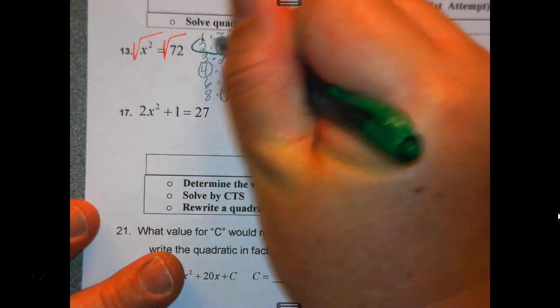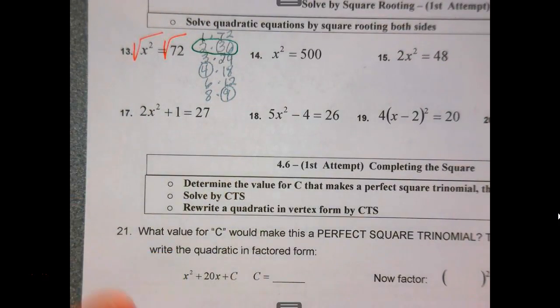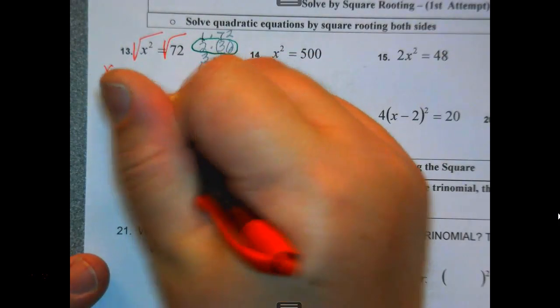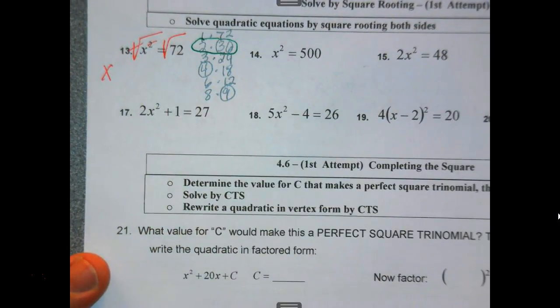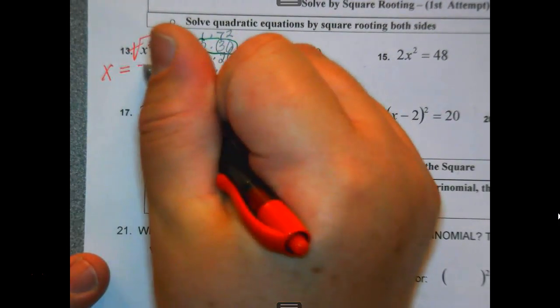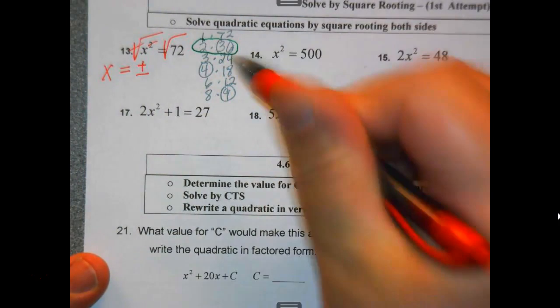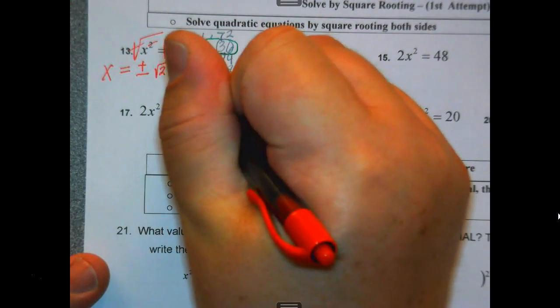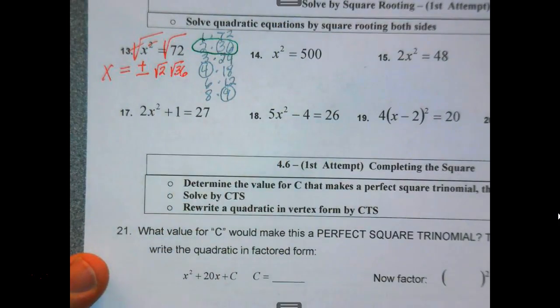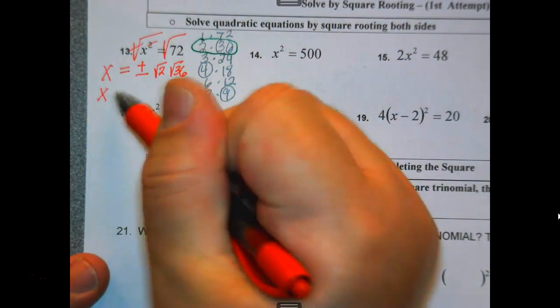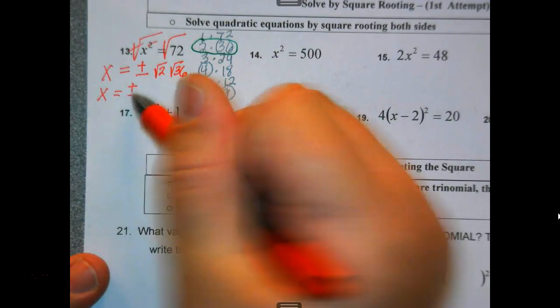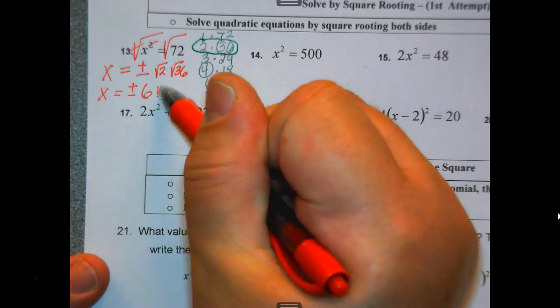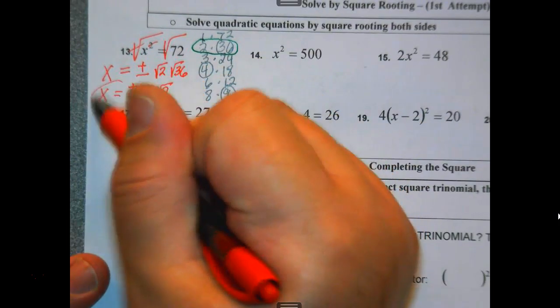2 times 36. Okay, I have my x because the square root cancels that out. Don't forget your plus and minus. Let's see, square root of 2 times the square root of 36. And we can take the square root of 36, right, which is 6. Don't forget the square root of 2.